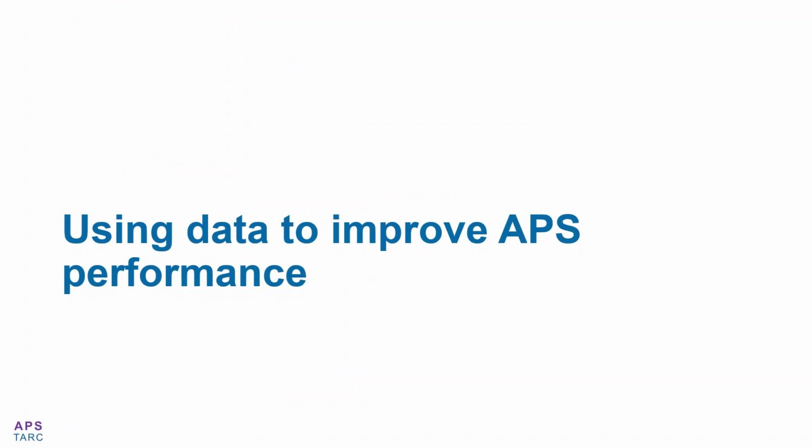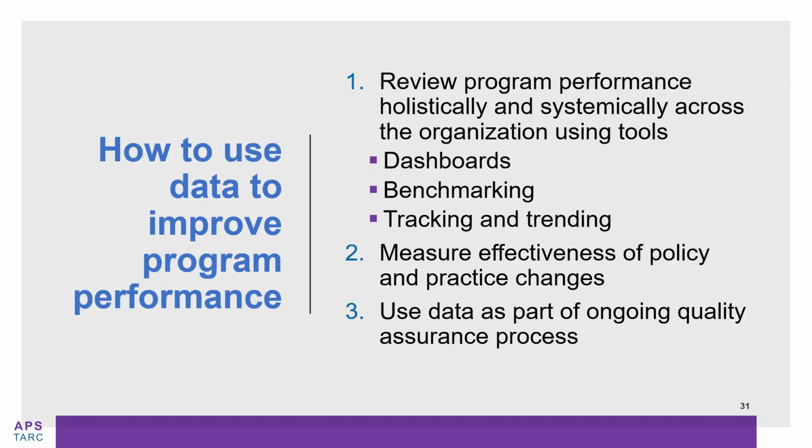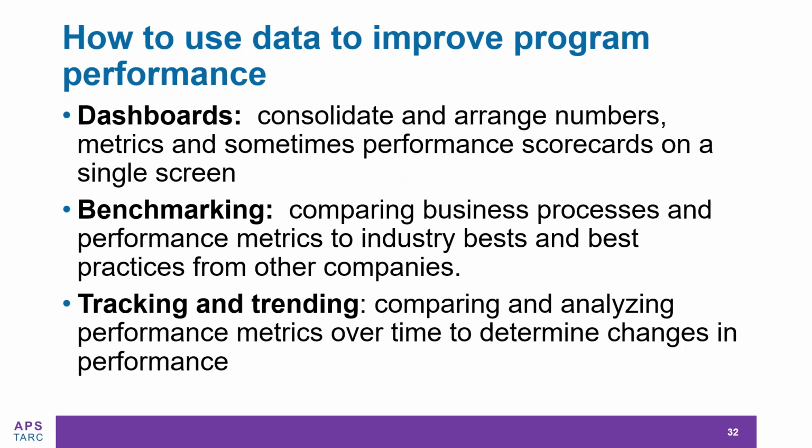The final area we want to talk about is using data to improve APS performance. And this is basically trying to put it all together in a way that you can use from a management perspective. So there are three things I would like us to think about. The first one is how to use data holistically and systemically across your organization. The second one is how to use data to measure the effectiveness of your change efforts. And then the third one is how to use data as part of quality assurance.